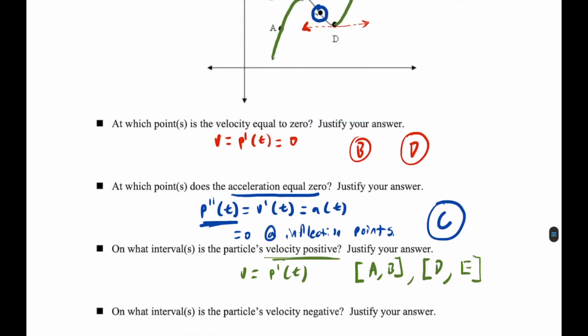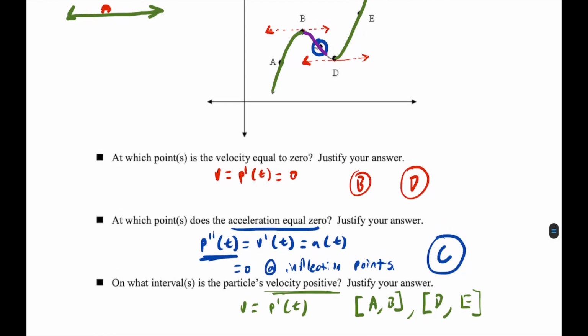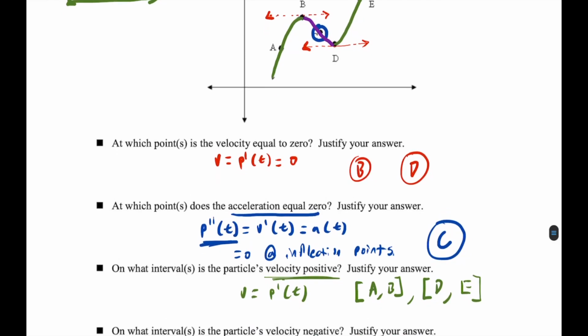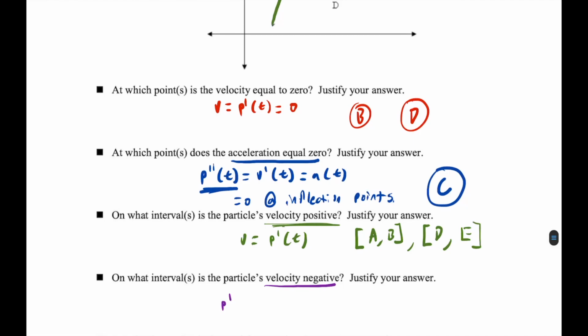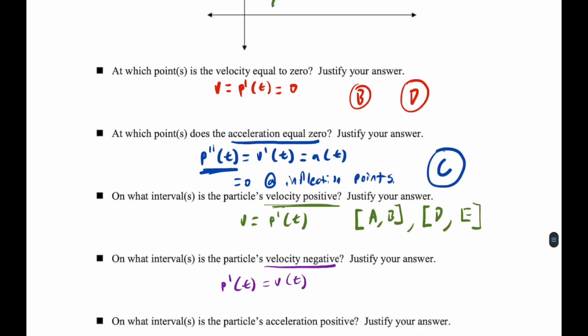When is the particle's velocity negative? Well, that would just be when position is decreasing. So the derivative of position is velocity. And so position is decreasing, velocity is negative from B to D.